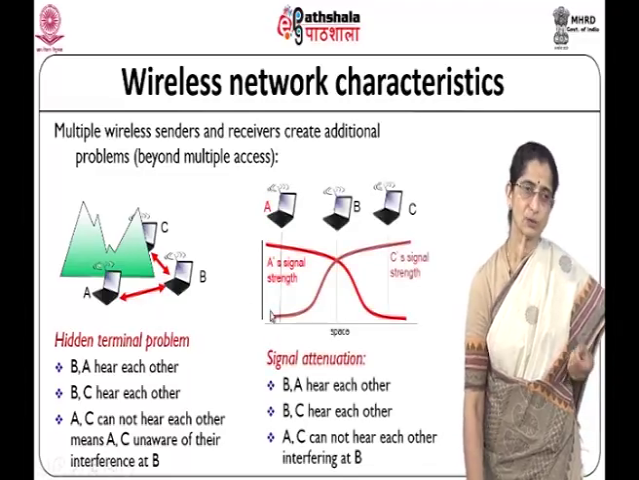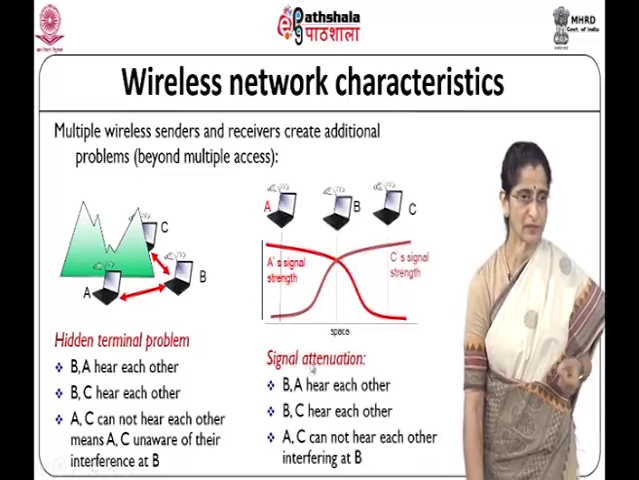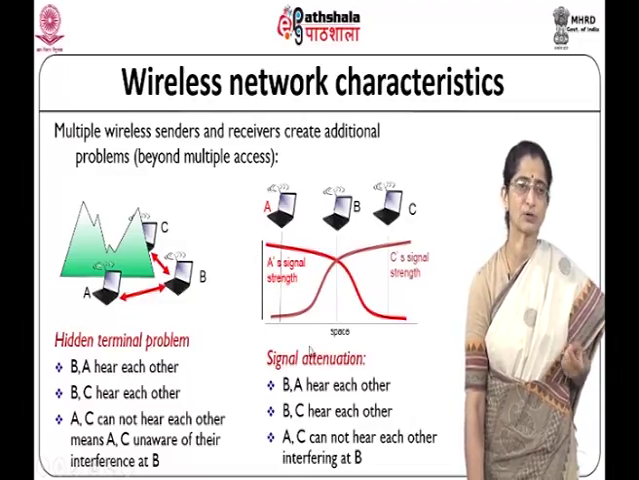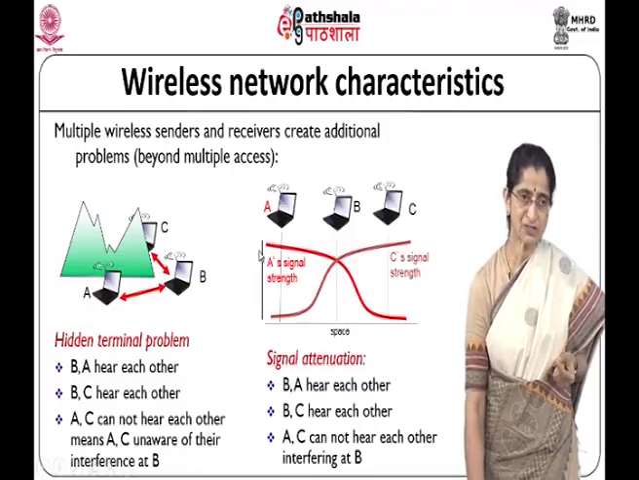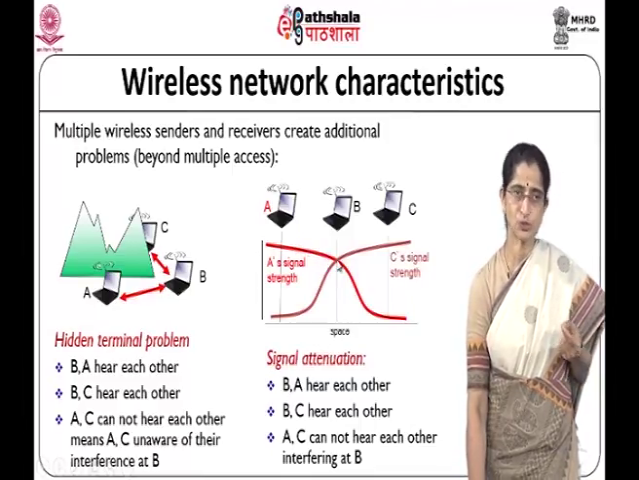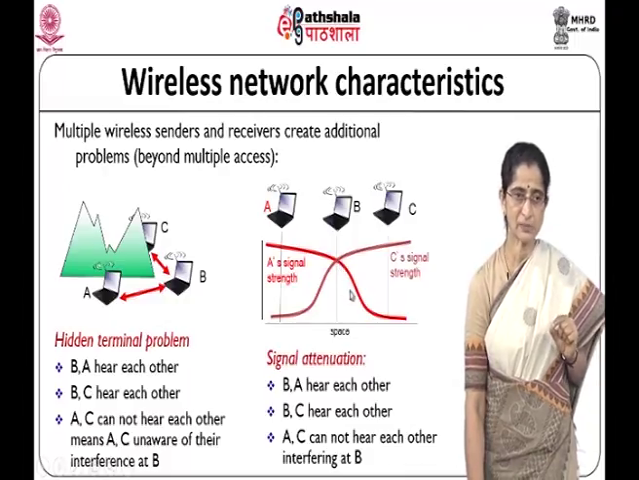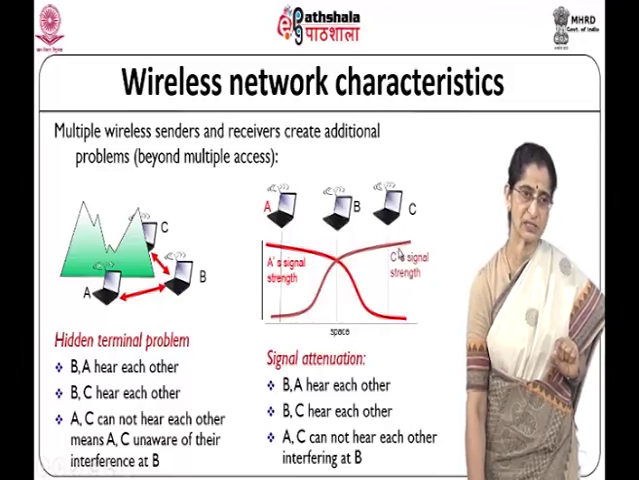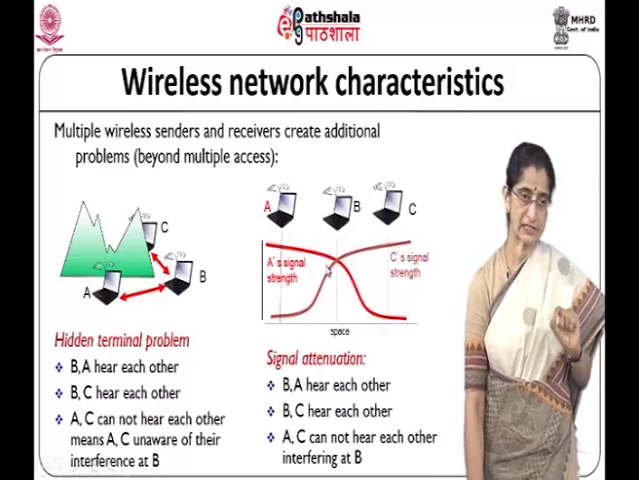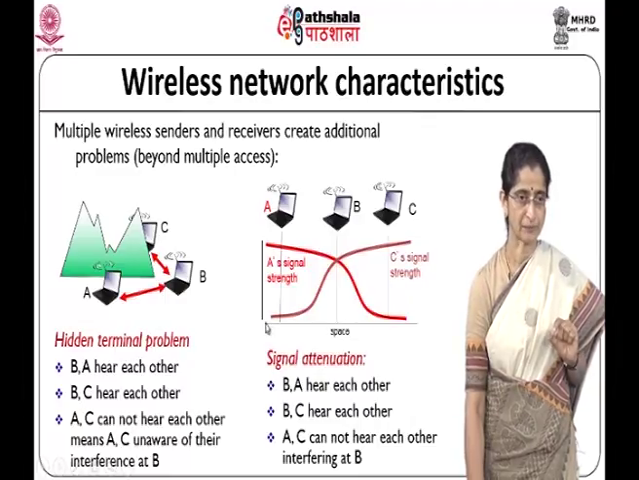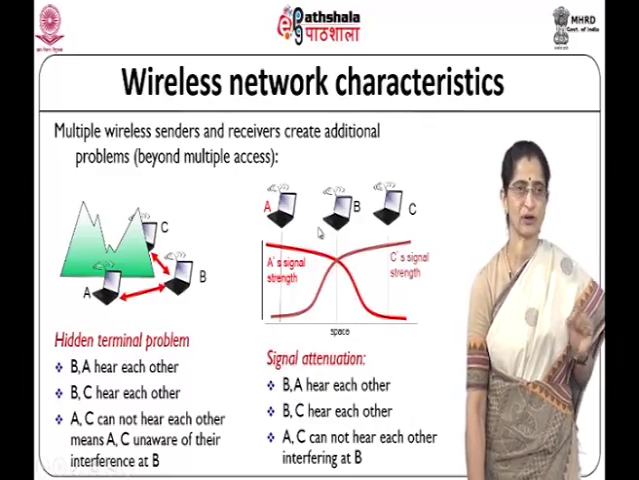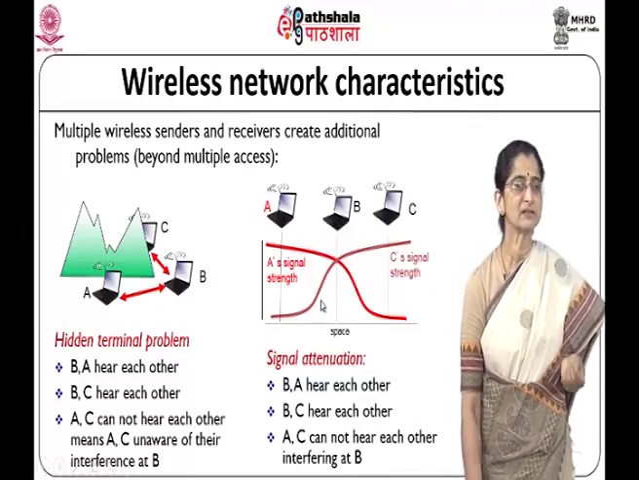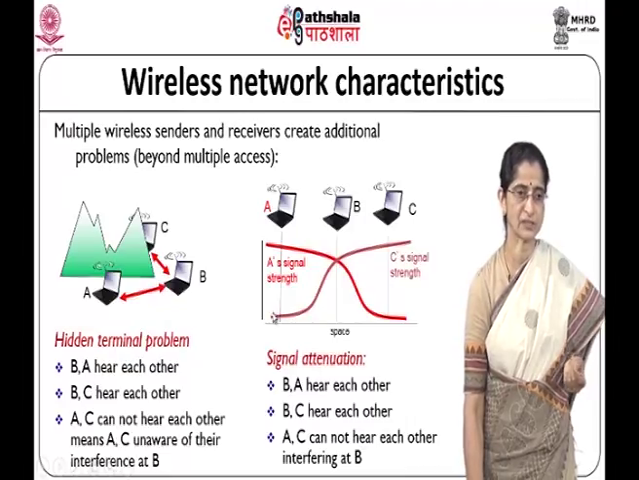Okay. This is accentuated by the fact that you have signal attenuation. The same thing could happen because of the signal attenuation. A's signal strength, for instance, is such that when it goes to B, B can hear it, whereas by the time it goes to C, the signal strength is so low that C cannot hear it. Same thing happens with respect to C. C's signal strength is decipherable at B, but it is too low at A. So naturally what happens? A and C cannot hear each other, and that causes the interference at B. So this hidden terminal problem occurs because of these kinds of reasons.